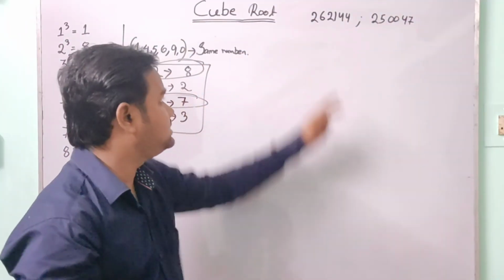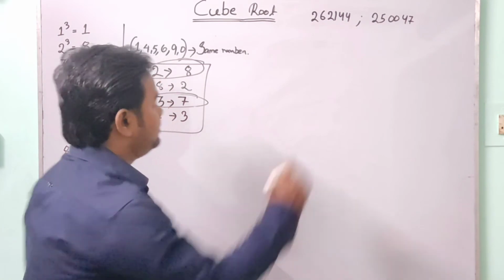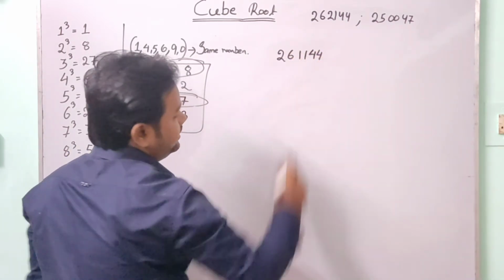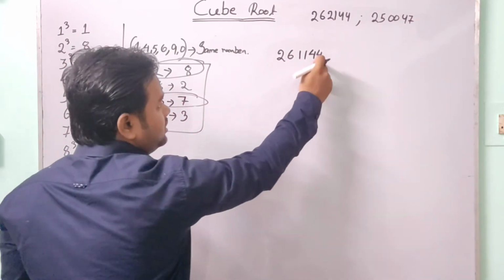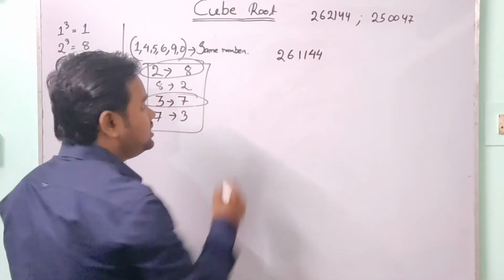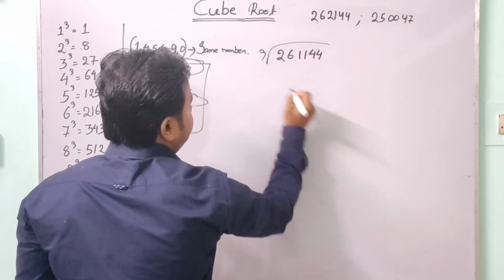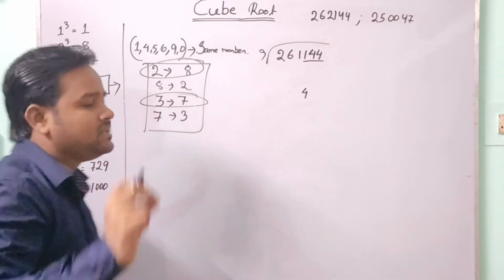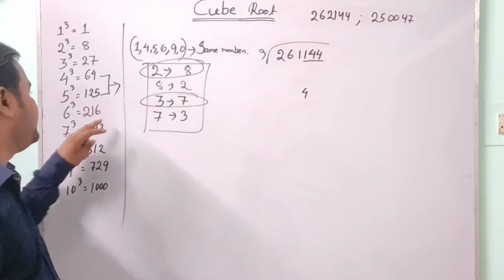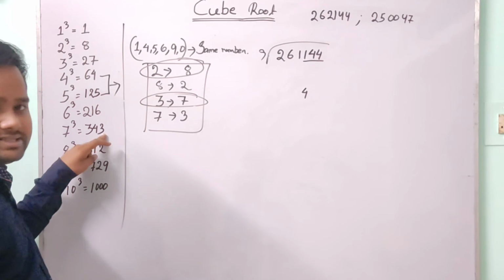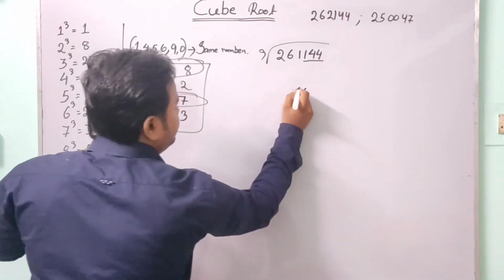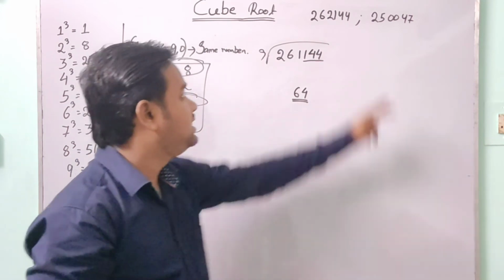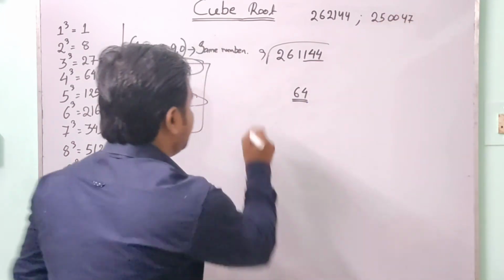The next example is 261144. Here the unit place is 4. So 4 will be repeated in place of the cube root. So 4 will be here. And excluding the last 3 digits, the number is 261. 261 is in between 6 cube and 7 cube. So 6 will be written here. 64. Next and the last question for today is 250047.